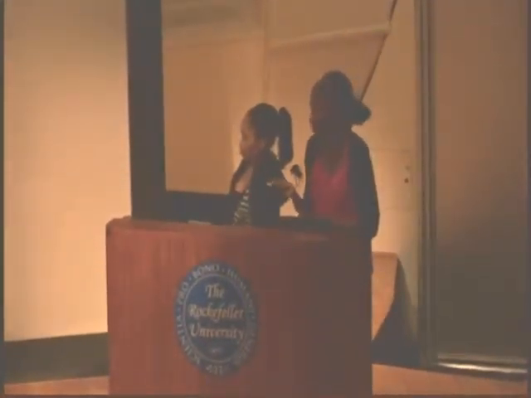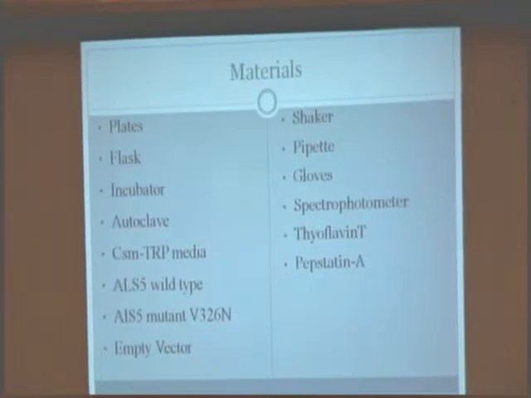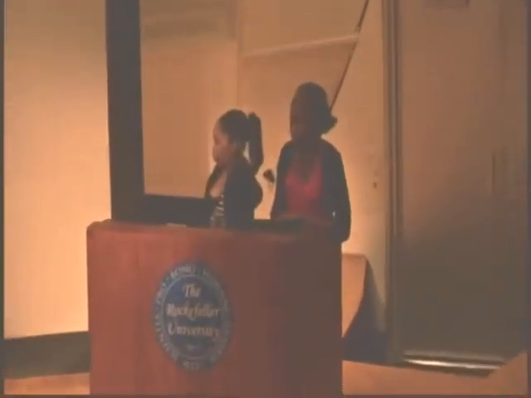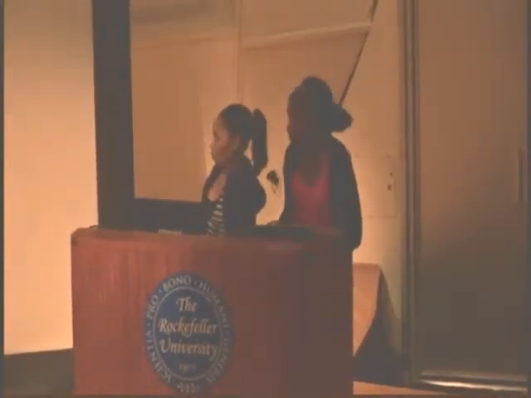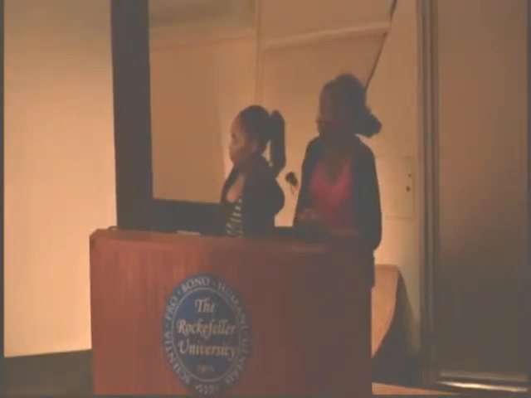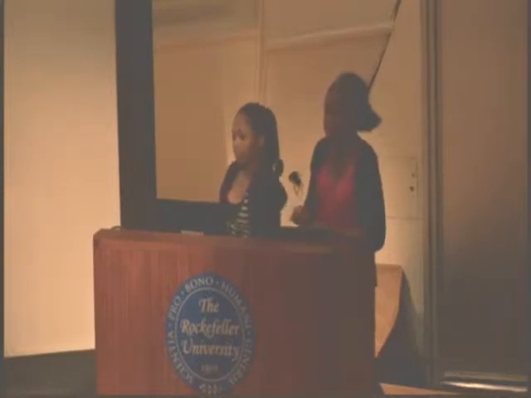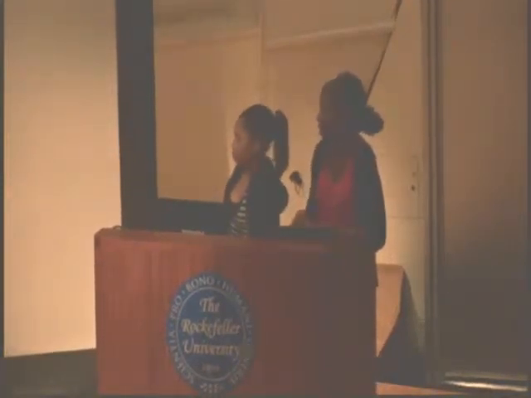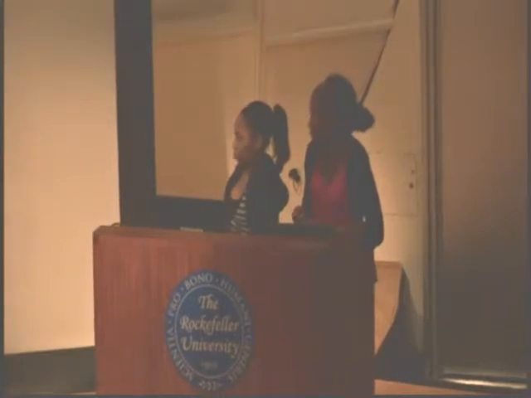The materials that we used this summer are plates, flasks, an incubator, an autoclave. We had 3 different types of cells, which were the ALS5 protein, the ALS5 E326N, and the empty vector. We used a shaker, iPad, gloves, a spectrophotometer, which is used to check the cell concentration of the cells that we're growing, and the vitamin T, which is going to fluoresce and show us the aggregation of cells.